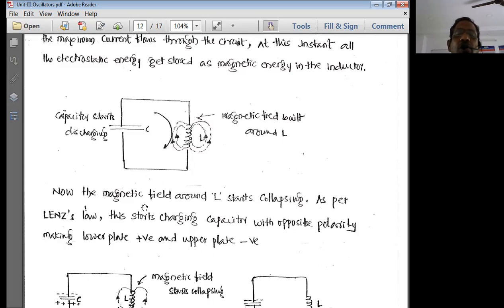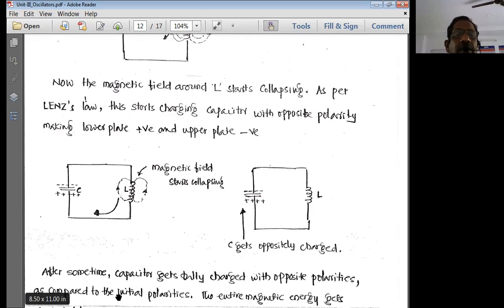Now we already know the energy stored in the inductor is in the form of magnetic energy. The inductor stores energy in the form of a magnetic field, whereas the capacitor stores energy in the form of an electric field. There is an interchange between electric field energy and magnetic field energy, and magnetic field energy and electric field energy. So in this process, charging and discharging takes place.